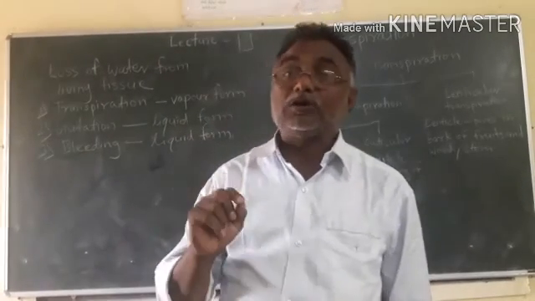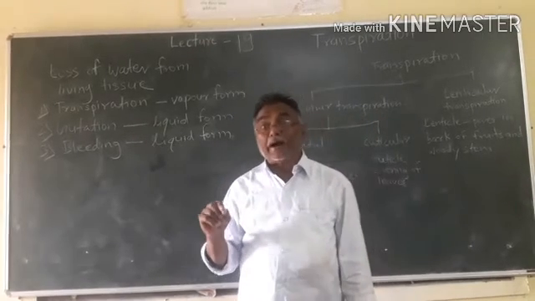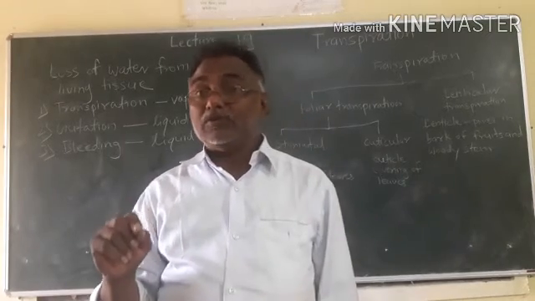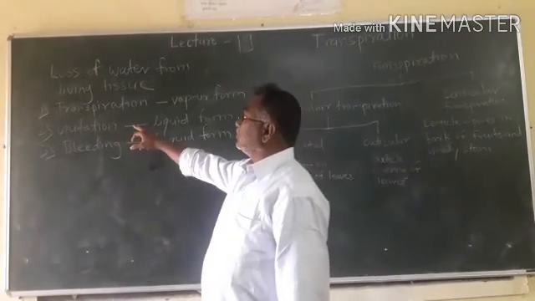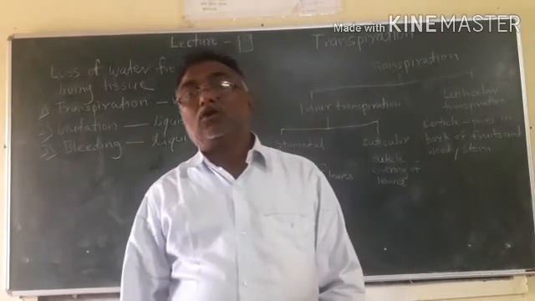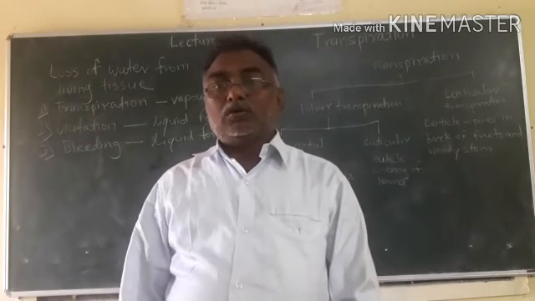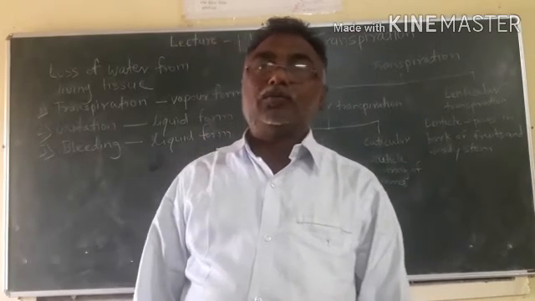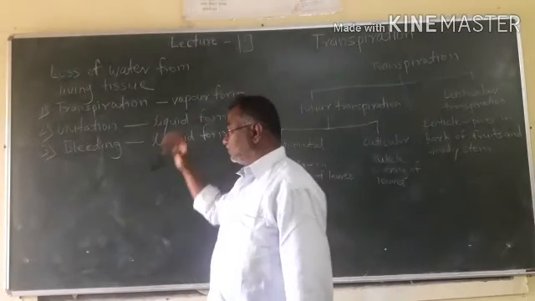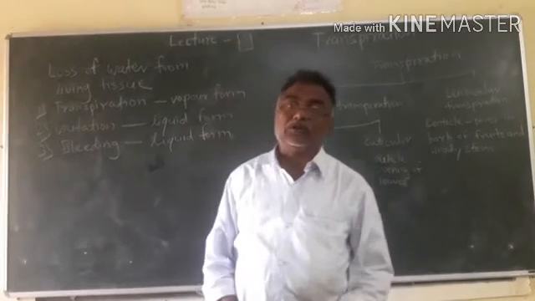So loss of water in the form of liquid from hydathodes, which are present at the tip of leaves, is called guttation. The process of loss of water in the form of liquid through hydathodes present at the tip of the leaves is called guttation. Then the third type of loss of water is bleeding.